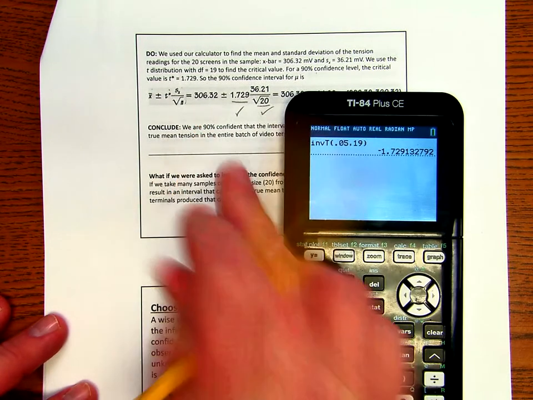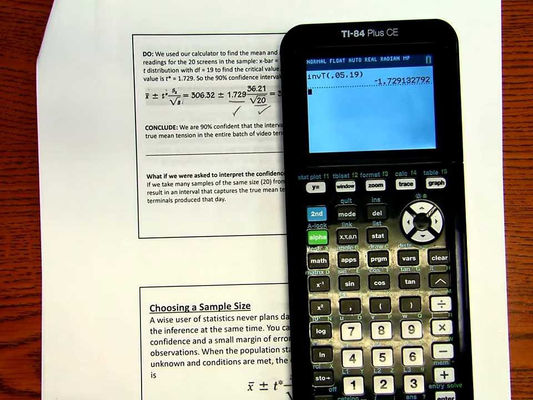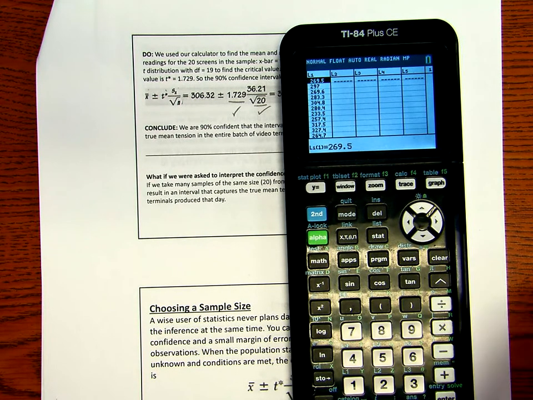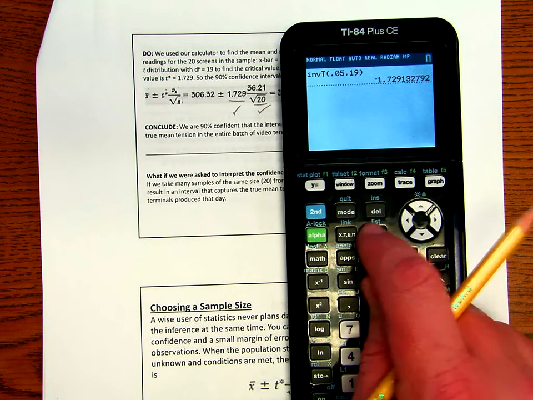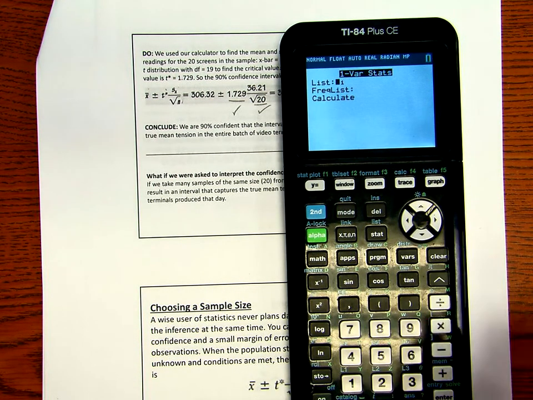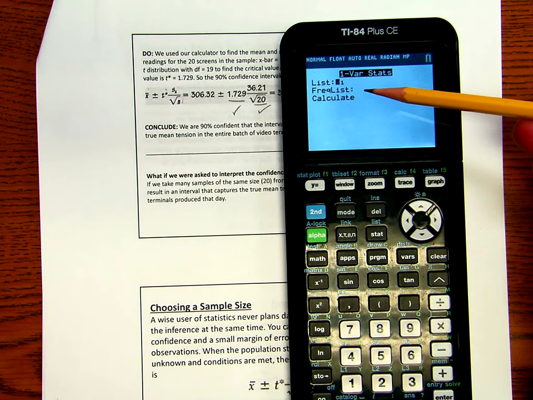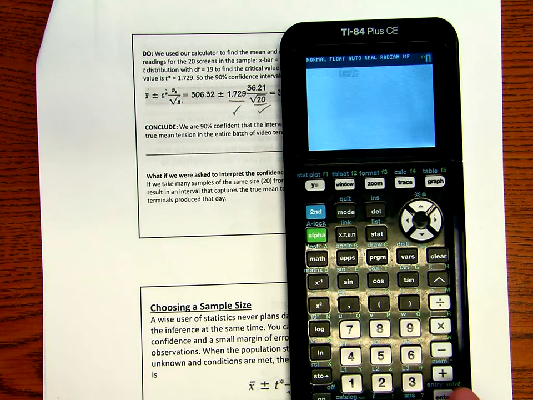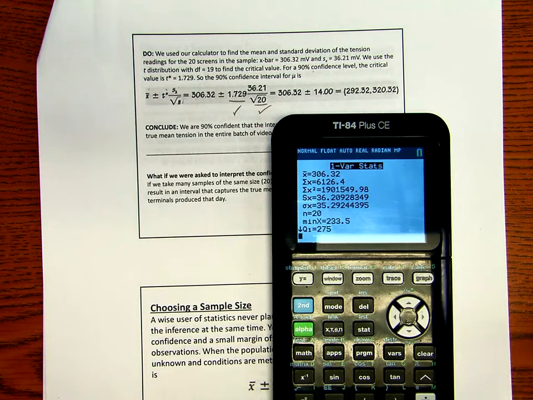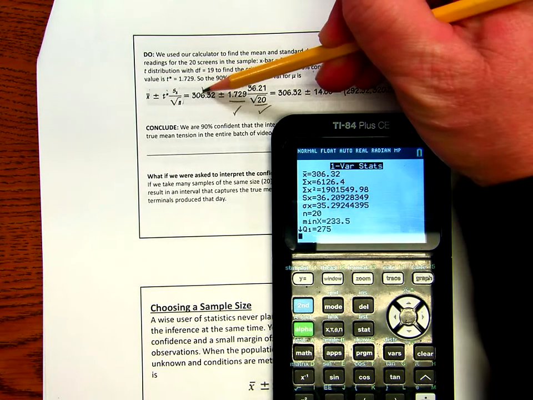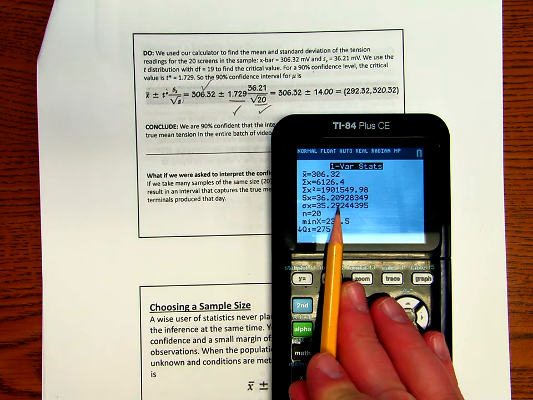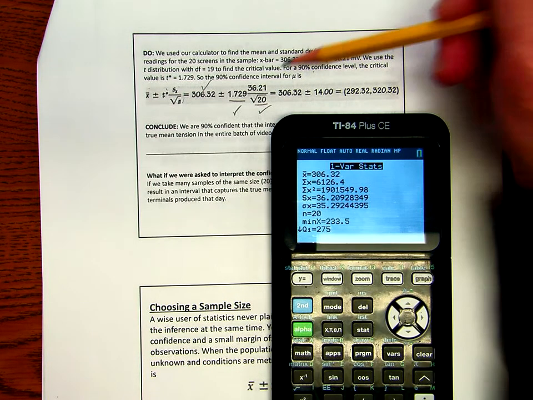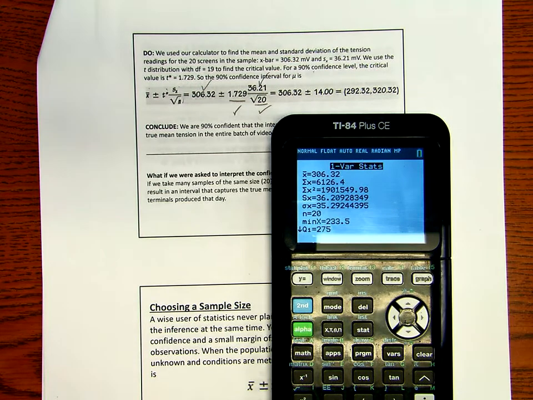To get the sample mean and standard deviation, stat edit. I already put all the raw data in the calculator in the interest of time. Quit out of there. Stat calc, one variable statistics. Everything's in L1. We're not working off of frequency lists. Calculate. 306.32. There's your sample mean, and you want to use the S sub x, the sample standard deviation, the 36.2. I guess that would be to 1 decimal place. Then it just becomes order of operations.